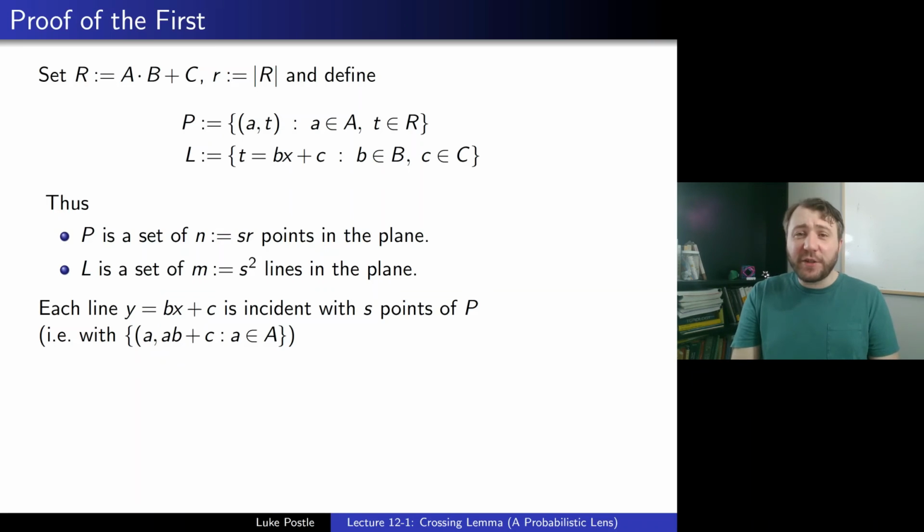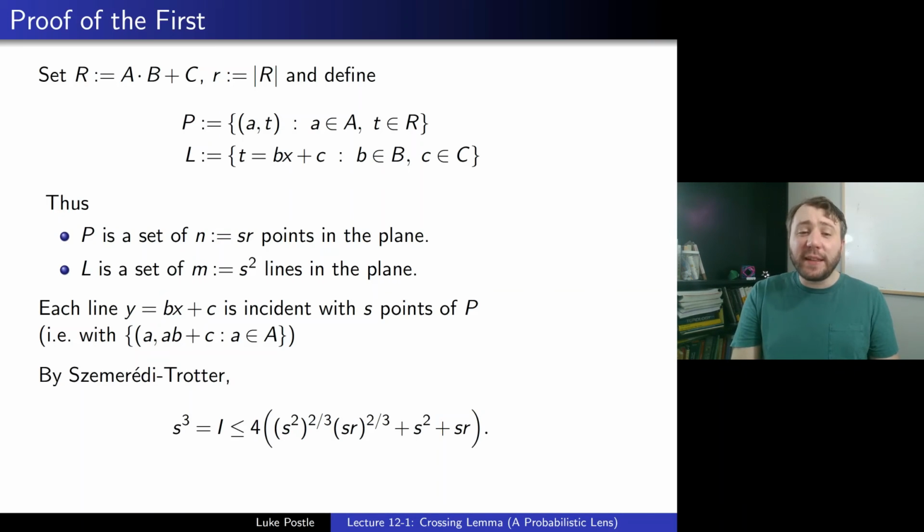So that's actually an equality, and so we get that s cubed is equal to I. Each of the s squared lines is incident with s points, so there are s cubed incidences, and by Szemeredi-Trotter, that's at most 4 times m to the 2/3, n to the 2/3, where m was s squared and n was sr, plus s squared plus sr.